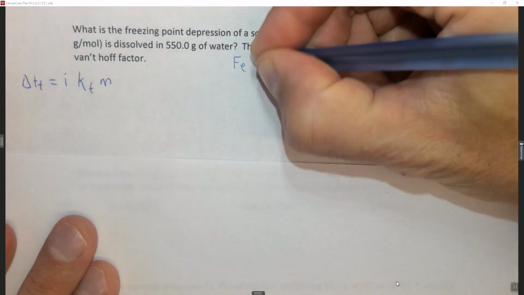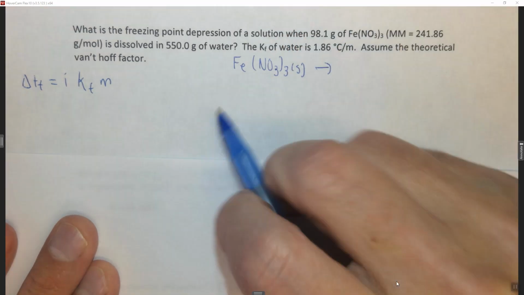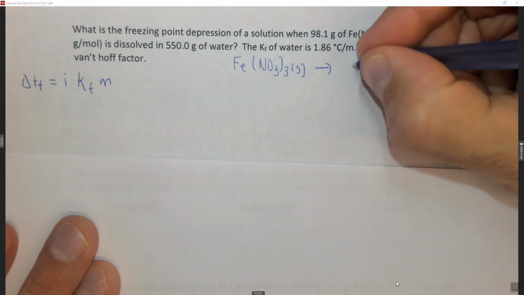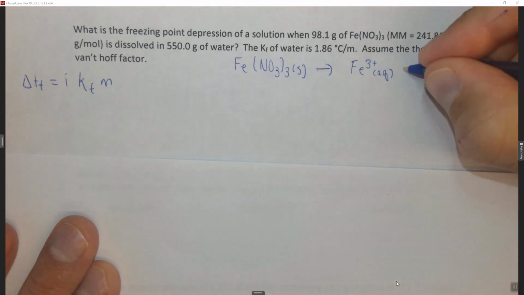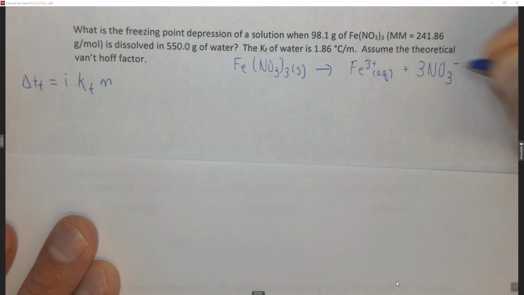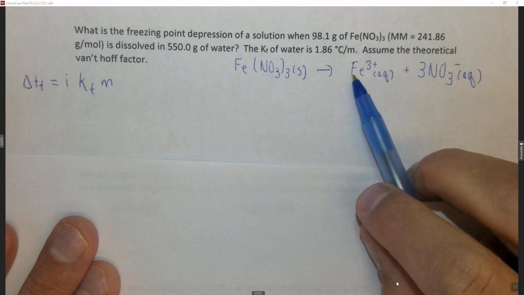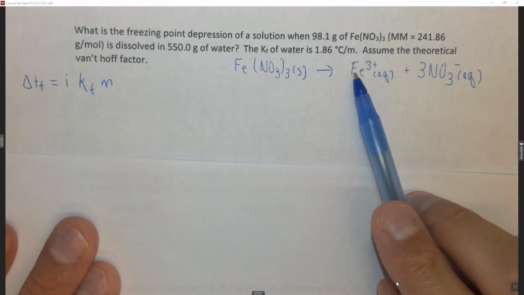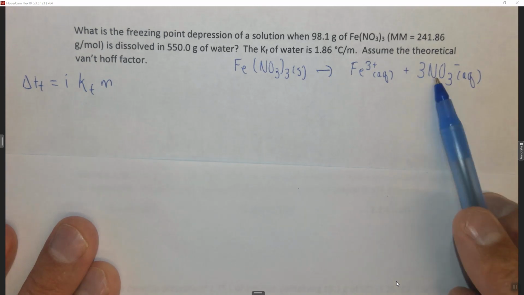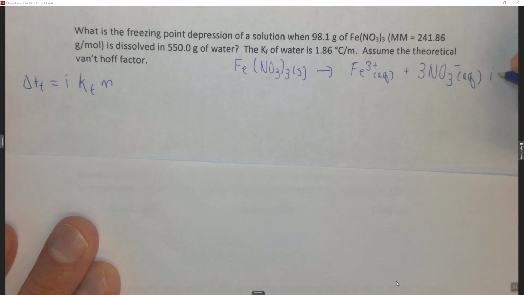So we have Fe(NO3)3 solid. This is going to dissociate in water. And what you're going to end up with is Fe3+ aqueous, plus 3 NO3- aqueous. So nitrate is a polyatomic ion with a minus charge. There are three of them. Since this has to be neutral, it means that Fe has to be 3+. All in all, we get 1, 2, 3, 4, because there's three of these, four ions in solution. So here, i is equal to 4.